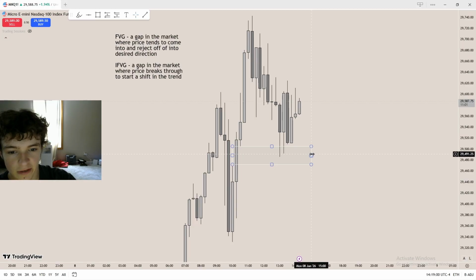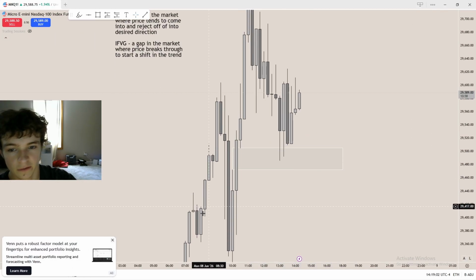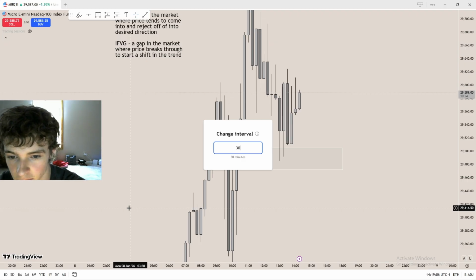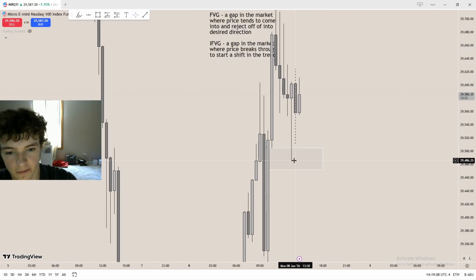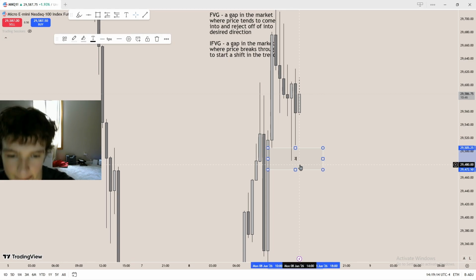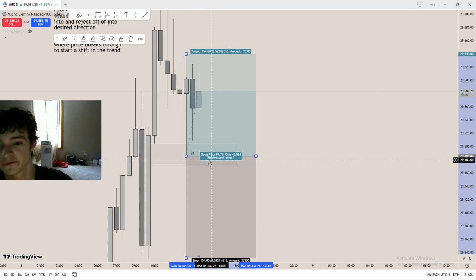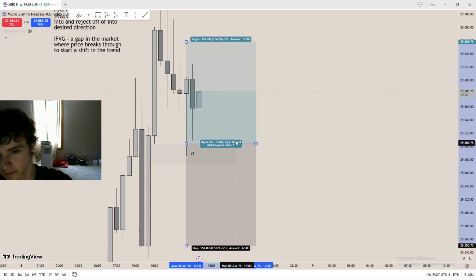So look at this. We have a gap down here. I'm gonna switch to the 30 for this one. So here we have a 15-minute gap. I'll mark it. So this is on a 15-minute time frame. We see price trickle into it, and then we see it reject off of it because it's a fair value gap.